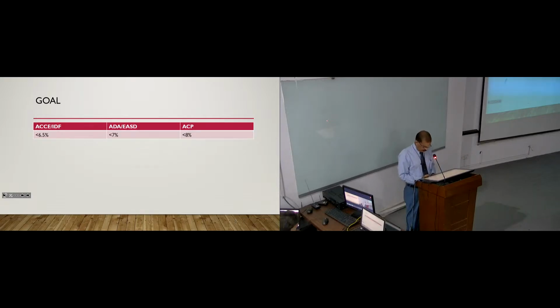Now what is the goal? The goal is to get everyone to less than 6.5. This is the American College of Clinical Endocrinologists and the International Diabetes Federation. So for everyone with diabetes, we should try to achieve less than 6.5%. ADA and EASD say that for the majority 7 is good, but for those who do not have comorbidities, those who are young, we should definitely try to achieve better, which is 6.5 or 6.